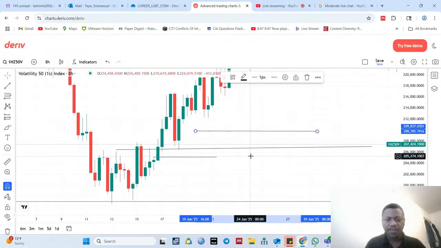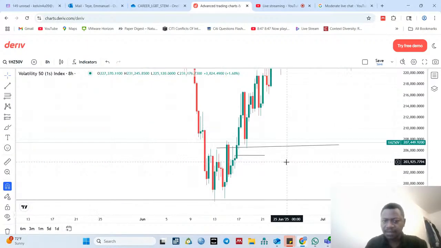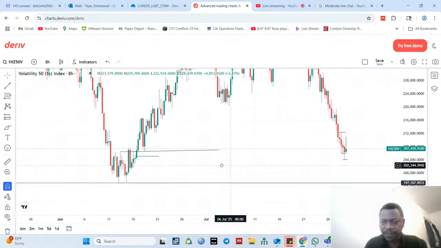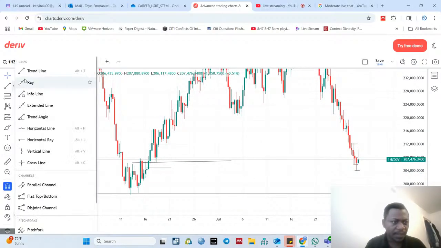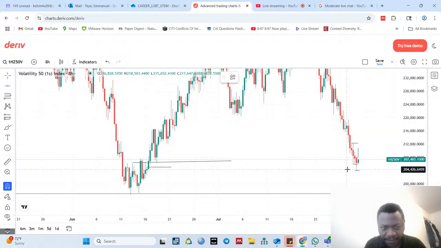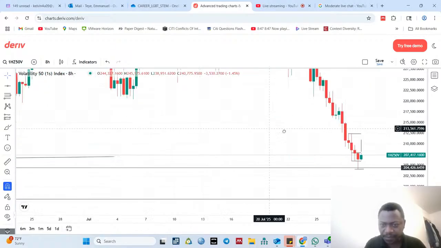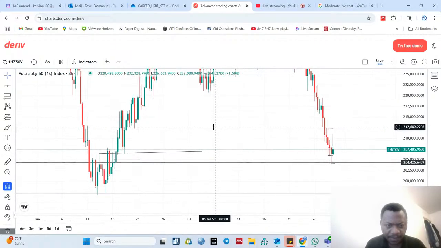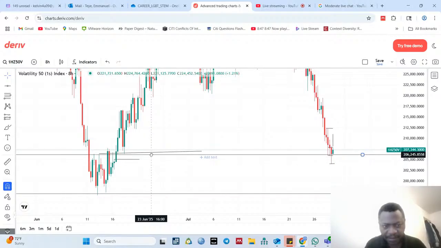So price touched this area, took out this low, and it seems price has drawn into that fair value gap. Okay, so notice price was pulled into the fair value gap, and then quickly it rejected.